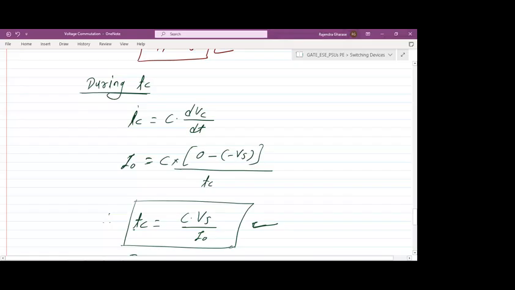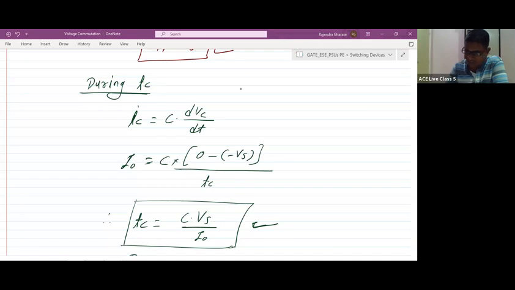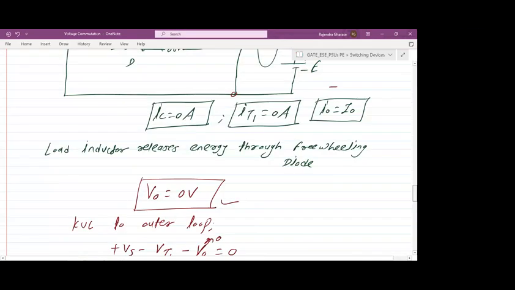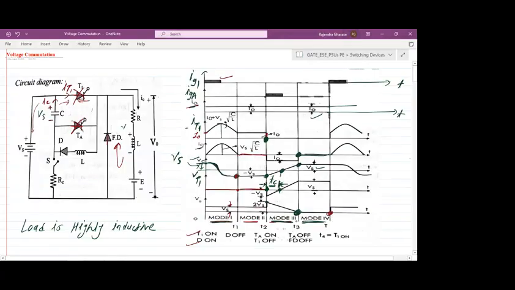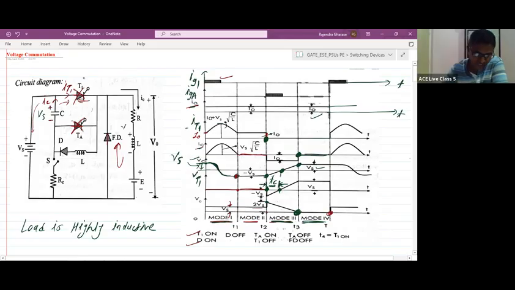Sir, in the voltage commutation graph, in mode 3, VT1, the voltage across thyristor 1, has been turned off. Then why is it showing a ramp signal? How is it increasing? In mode 3, it is turned off, but you can check why. During mode 3, the VT1 is nothing but your VC.